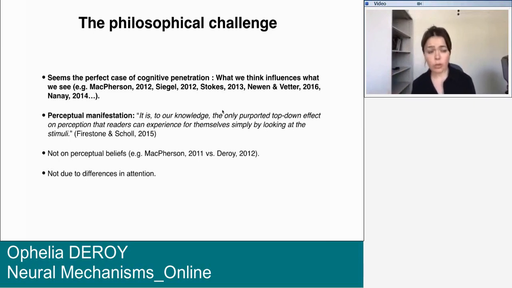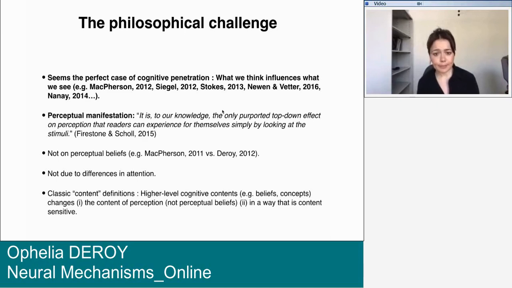To my knowledge, nobody has conducted an experiment looking at eye tracking data, whether people actually scan faces in the same way depending on the morphology. But I think it's highly unlikely that differences in attention would explain the effect. So what you have here is the perfect case for what I call the classic content definition of cognitive penetration.